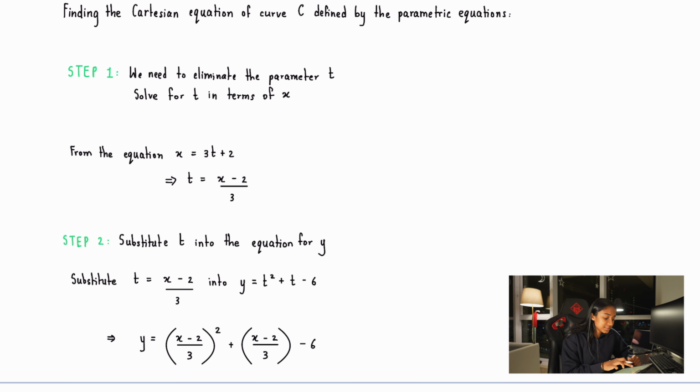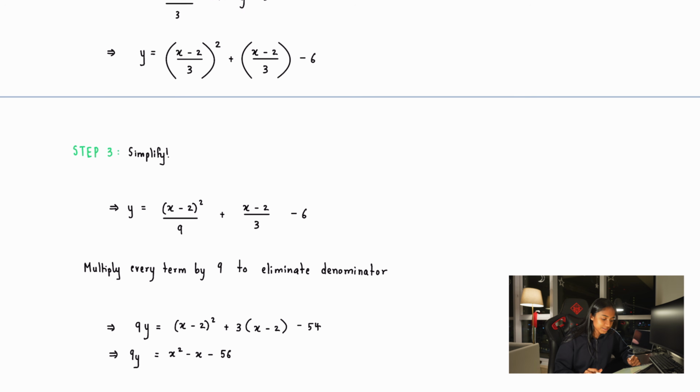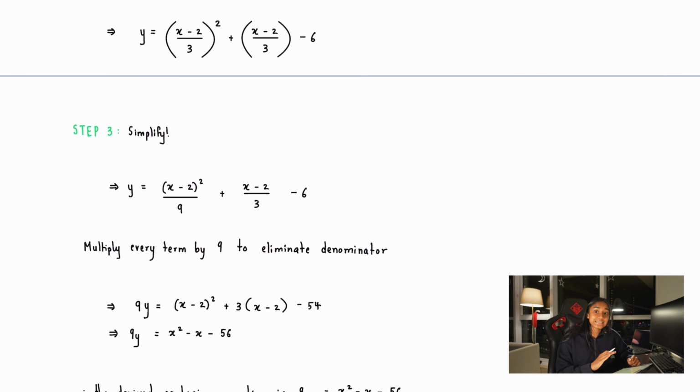When we solve for t in terms of x, we get t is equal to (x minus 2) over 3. When we substitute t into the equation for y, we get y is equal to ((x minus 2) over 3) squared plus (x minus 2) over 3 minus 6. We're going to simplify it. As you can see, we have already eliminated t entirely, which was our goal in the first place. All we need to do now is simplify it, and that would be our answer.